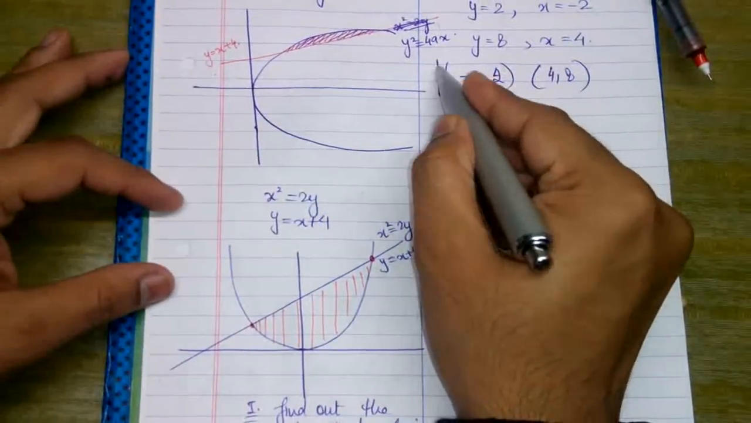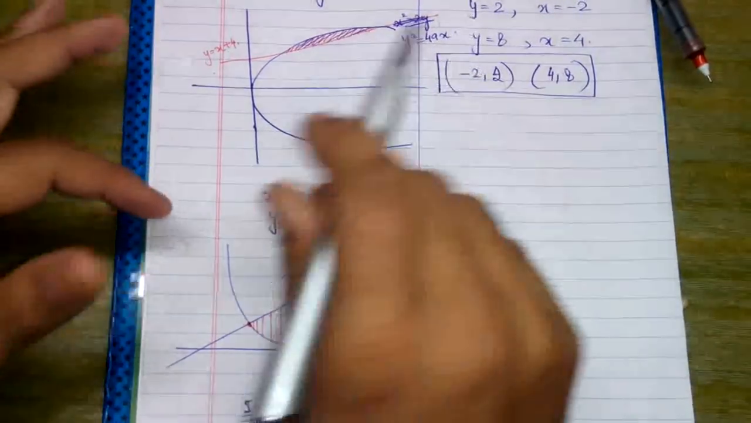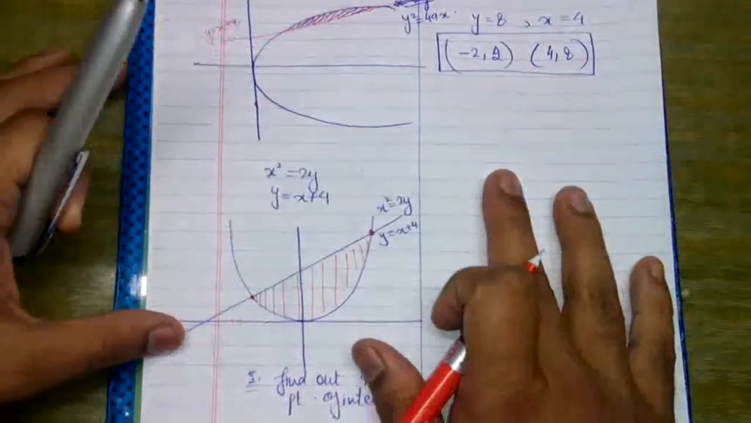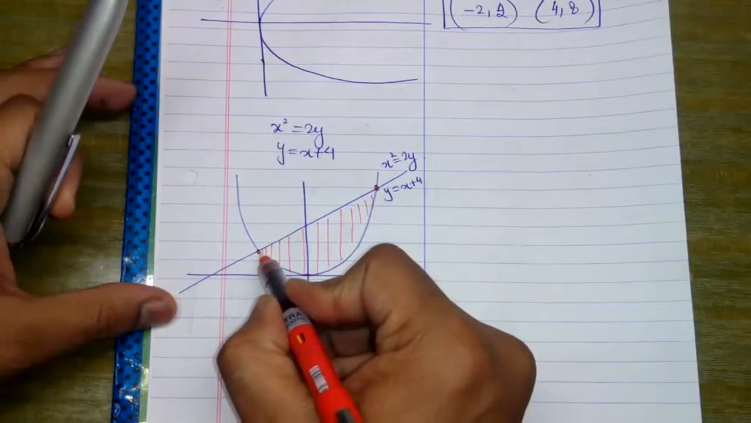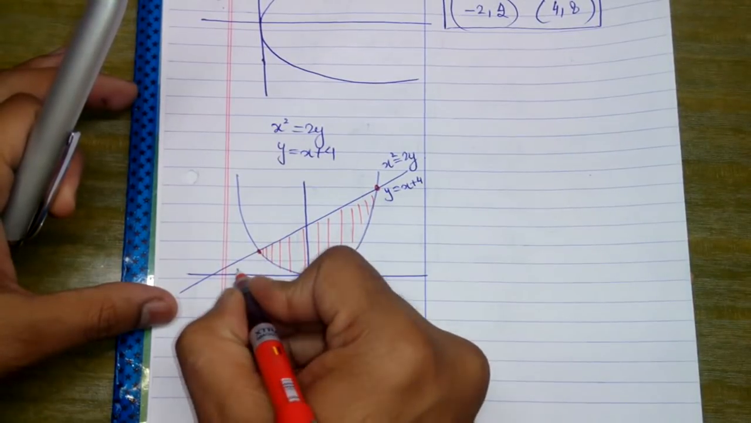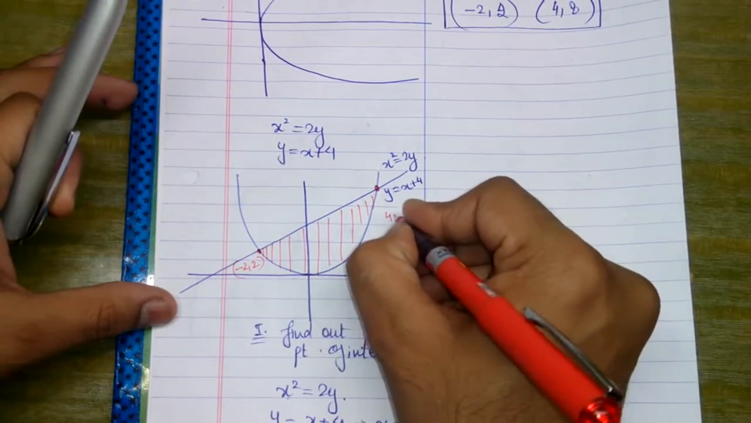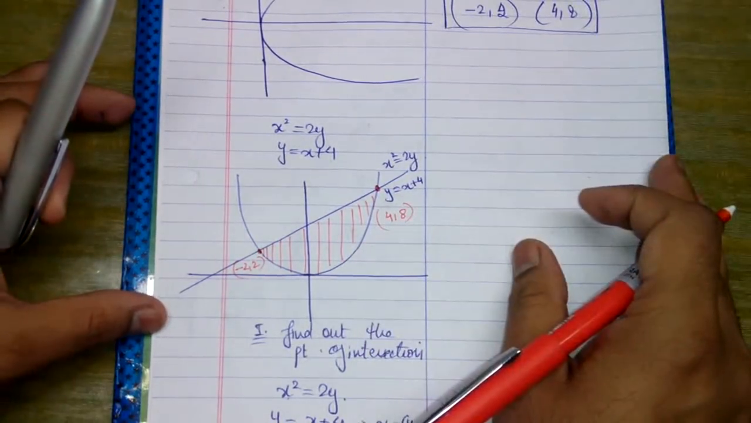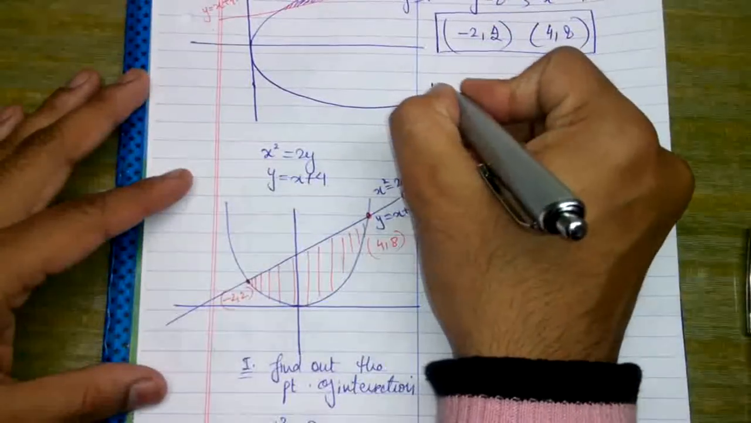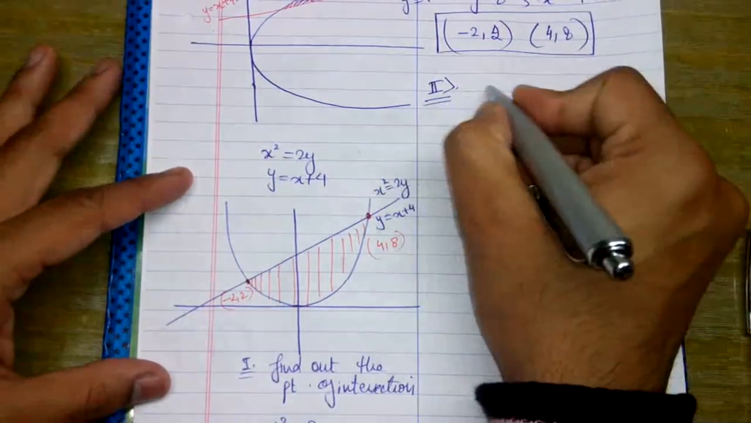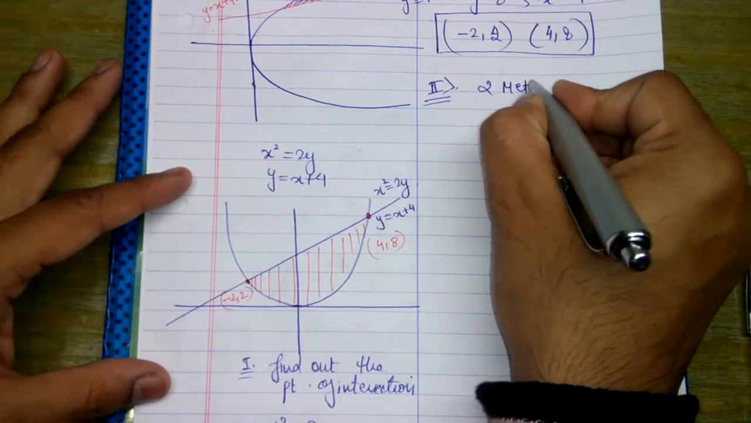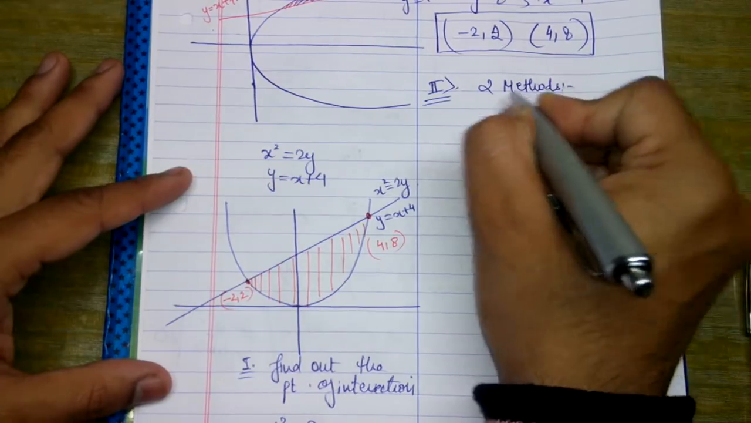Now, once we have evaluated the points of intersection, we will locate these two points. By looking at the coordinates of this point, we are sure that this is (minus 2, 2), and this point would be (4, 8). Now we will move on to the second step, and the second step has two methods. We can assume two methods for this.